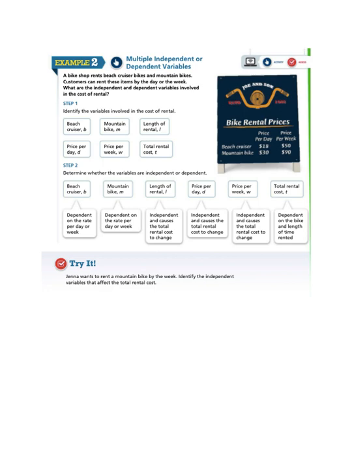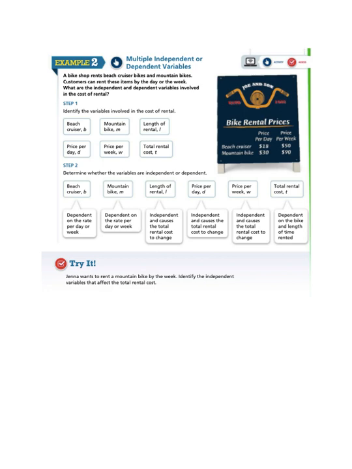Every variable is a letter that represents a number that stands for something. So we have beach cruisers, B, mountain bikes, M, length of the rental, L, price per day, D, price per week, W, and the total cost of the rental. Determine which of the variables are independent or dependent.